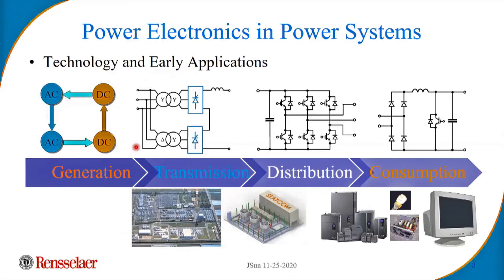This diagram shows what goes into a classical HVDC converter station. It's thyristor-based technology, and this can take a lot of voltage and power. It's fairly mature technology, been used for 30 years or maybe even longer than that. So that's kind of what we see in power systems in terms of power electronics.